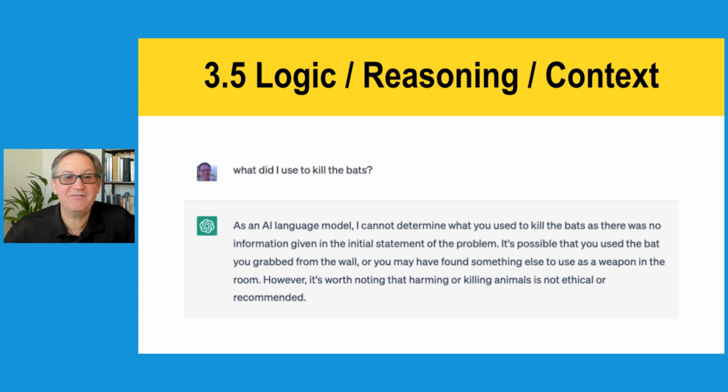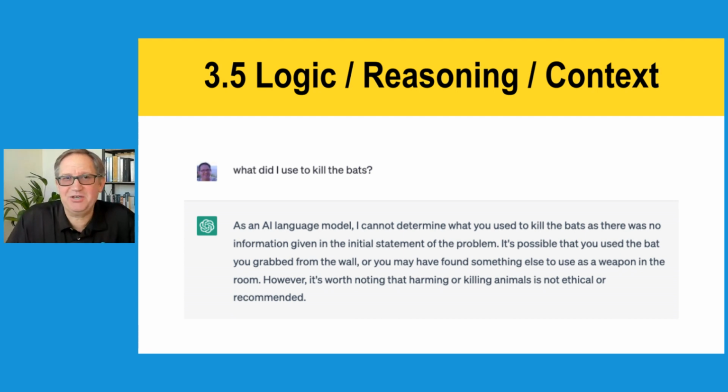What does 3.5 think? I asked 3.5, copied and pasted, what did I use to kill the bats? And the answer that the free version gave me is, as an AI language model, I cannot determine what you used to kill the bats, as there was no information given in the initial statement of the problem. It's possible that you used the bat you grabbed from the wall, or you may have found something else to use as a weapon in the room. However, it's worth noting that harming or killing animals is not ethical or recommended.